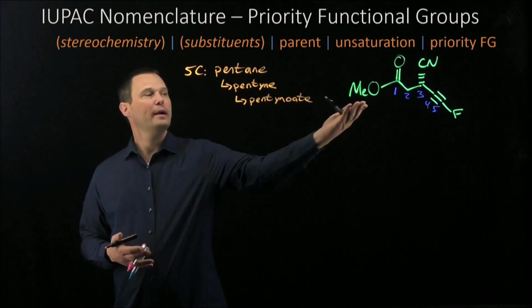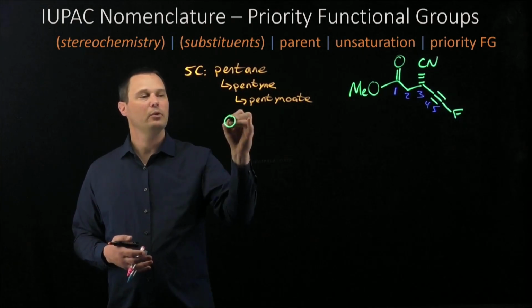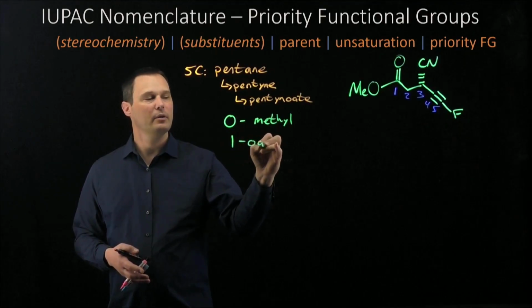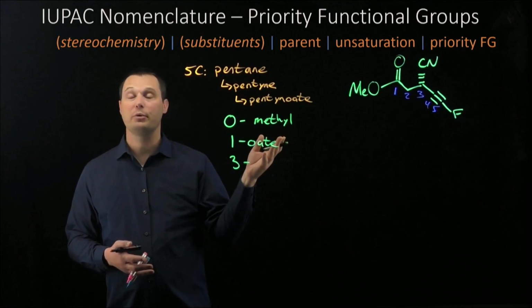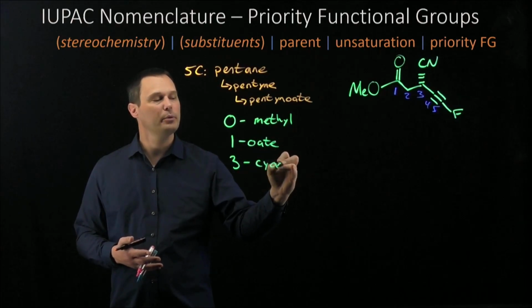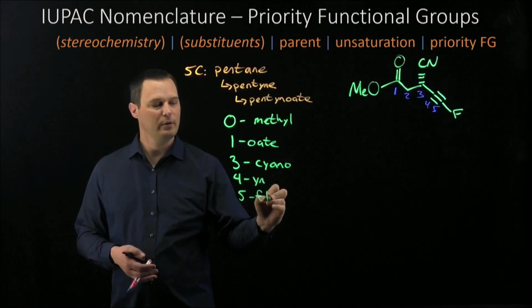For esters, we need to recognize there's a carbon chain on the other side of the oxygen. And for this molecule, on that oxygen, we have a methyl group. On carbon number 1, we have our ester functional group. On carbon number 3, we have the nitrile. It's not the highest priority functional group here, so we name a nitrile as a substituent as a cyano group. On carbon number 4, we have our alkyne, and on carbon number 5, we have our fluoro group.